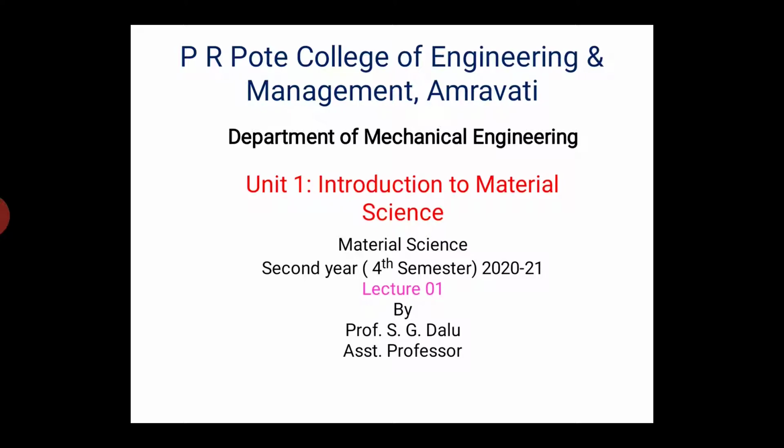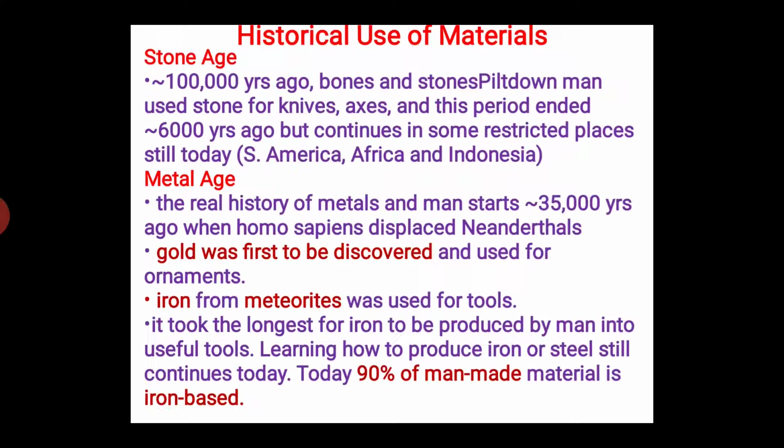The important thing is the reference book or textbook for this material science, which is Engineering Metallurgy and Material Science by Kodgire, then Material Science by O.P. Khanna. These are the two important books, and more books are listed in your syllabus. So first unit, that is Introduction to Material Science.